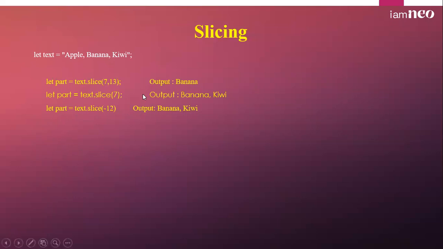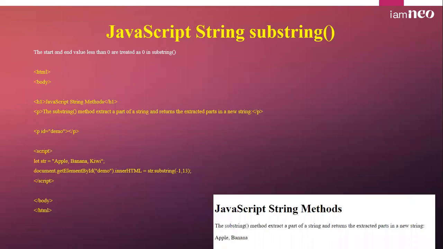So these are some of the alternative ways for slice. If I'm giving only 7, without 13, it means the string will be sliced from the 7th position, and since the end position isn't given, it will display the entire string after the 7th position. So banana, kiwi will get printed. Let part slice -12. So it will print from the backward position. Output will be banana, kiwi.